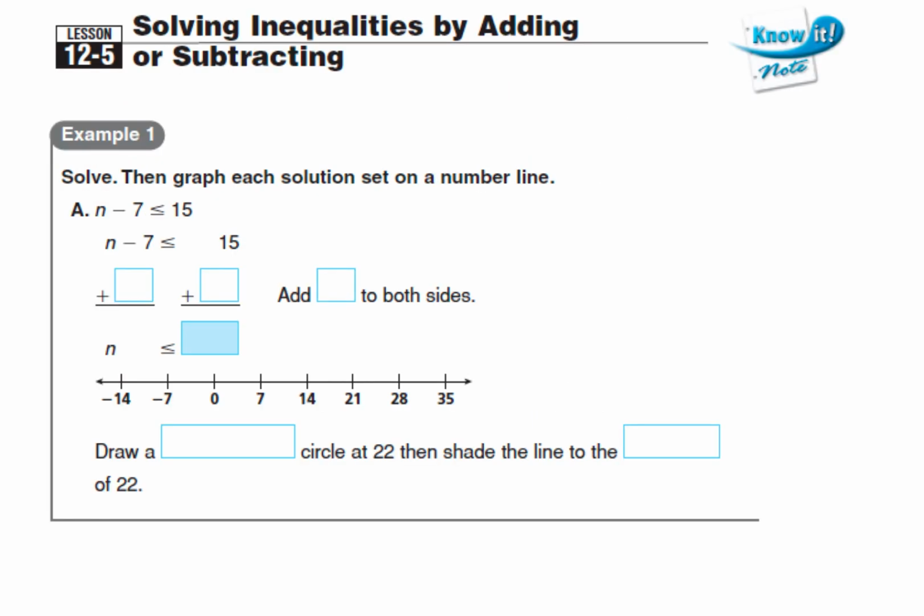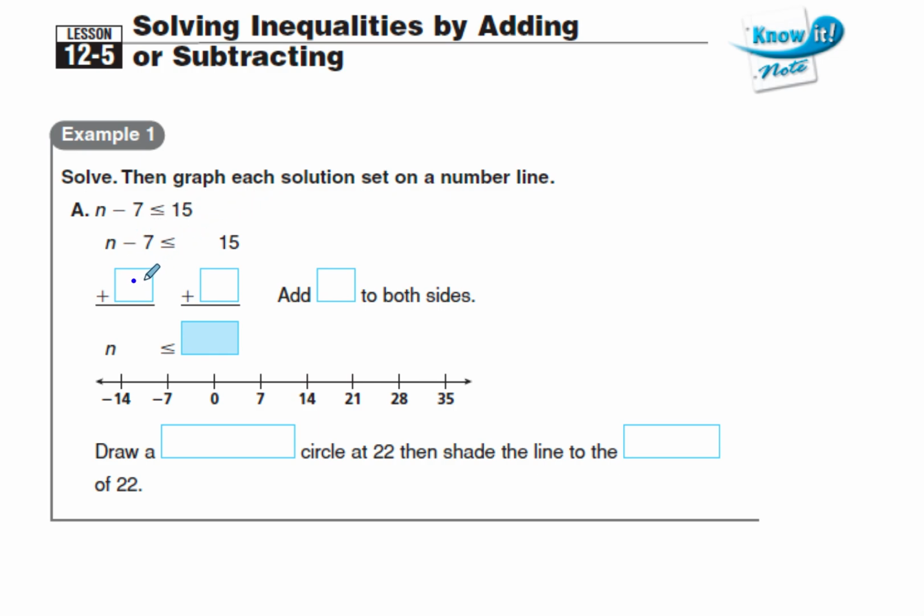All right, so now let's take a look at some problems that have addition and subtraction in them. We solve addition and subtraction inequalities the same way we solve addition and subtraction equations. The only difference is that we have an inequality symbol in our answer. So for example 1 here, it says solve, then graph each solution set on a number line. So if n minus 7 is less than or equal to 15.